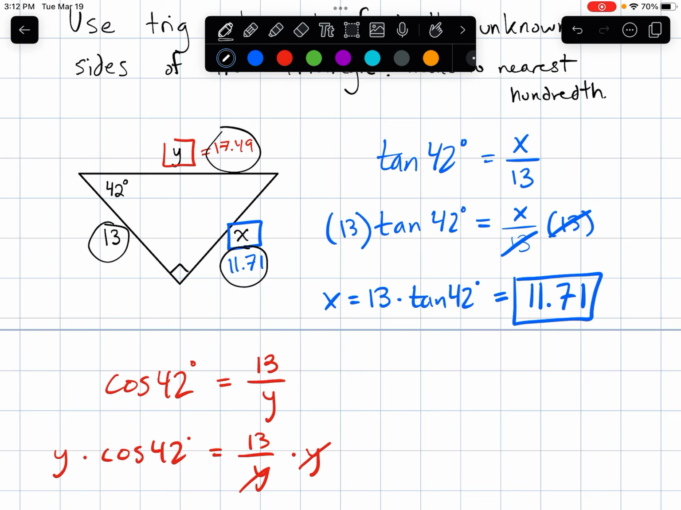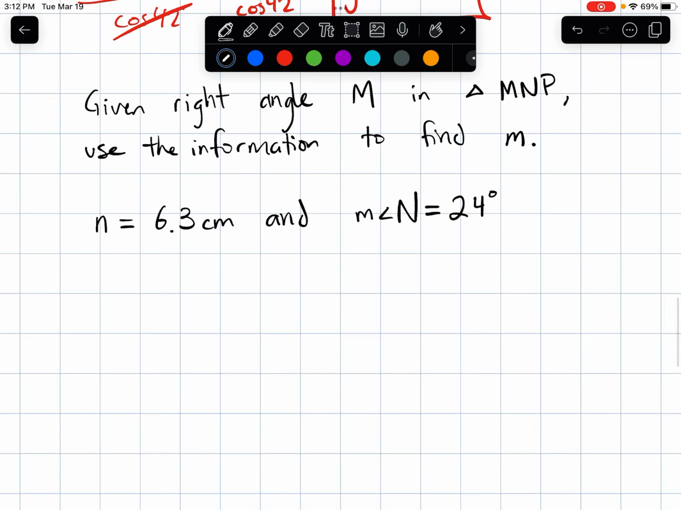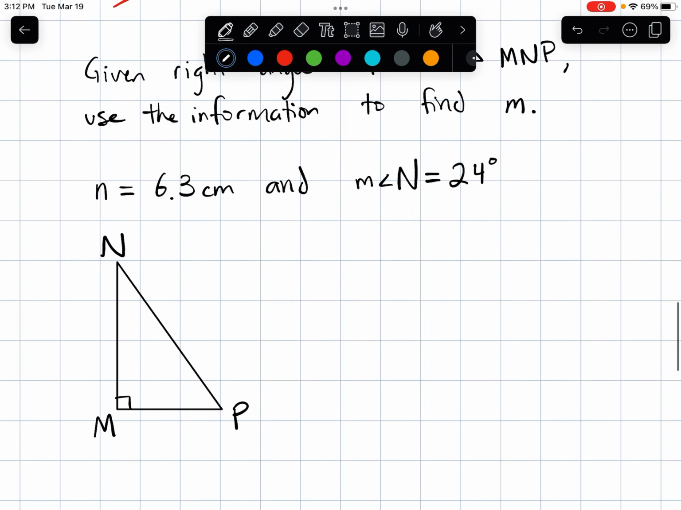All right, so I'm going to go ahead and try the next problem here. Now the next one we do have to set up our own triangle. So given right angle M, I'm going to draw a right triangle with angle M right here. This is triangle MNP, so I'm going to call that N and call that P. I could have called the other angles P and N, vice versa, but that's okay. And now we want to use the information to find M.